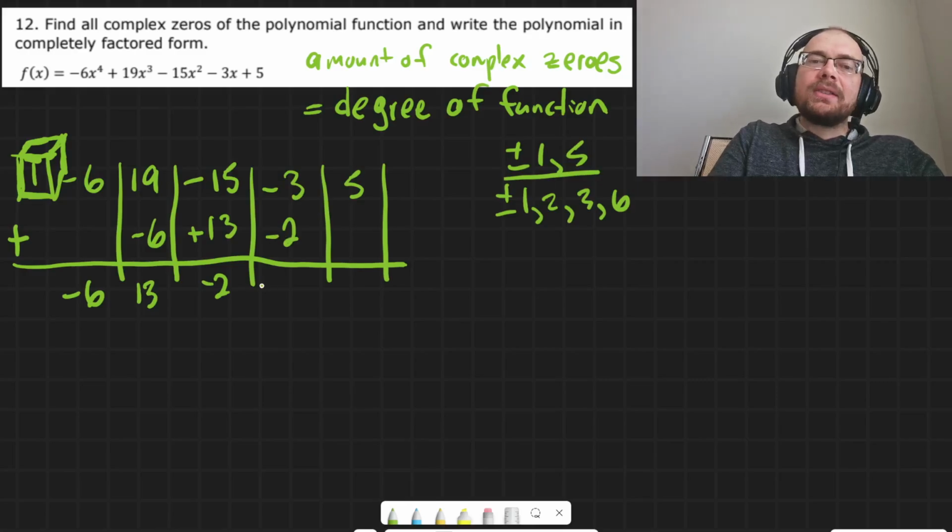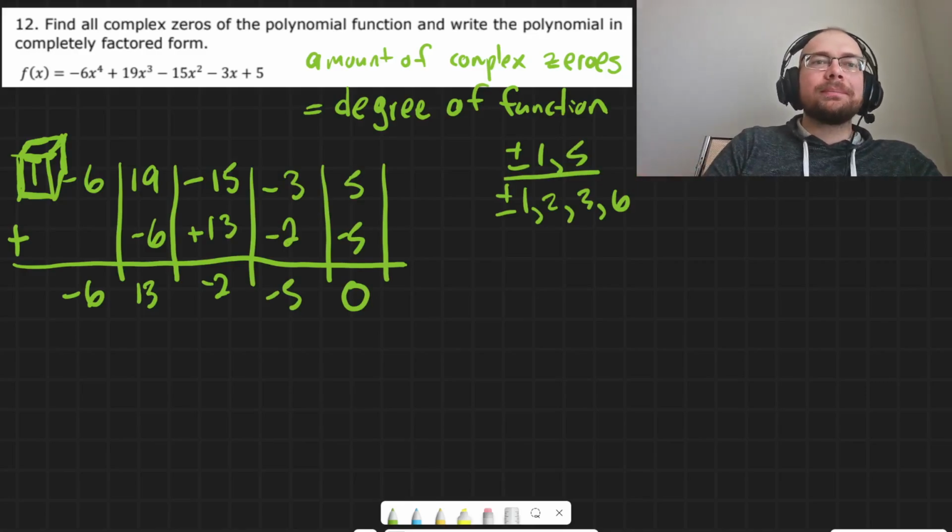Negative 3 minus 2 is the same thing as negative 3 plus negative 2, which is negative 5. Negative 5 times 1 is negative 5. 5 minus 5 is 0. It does work. Okay, cool.